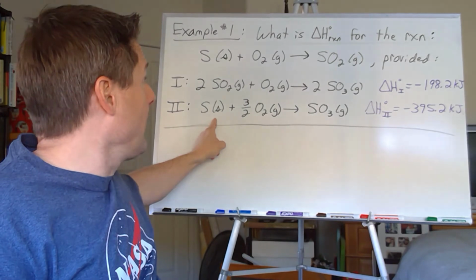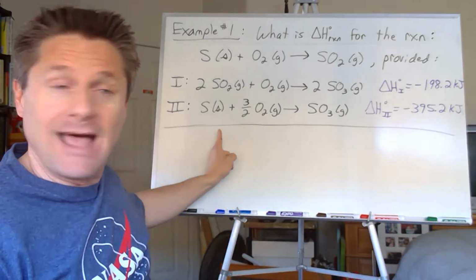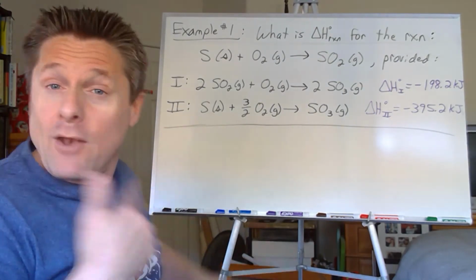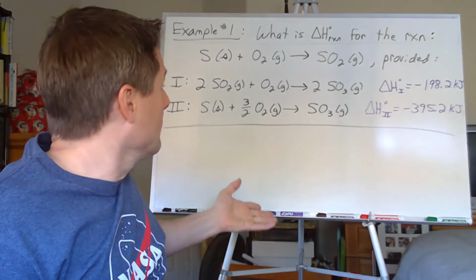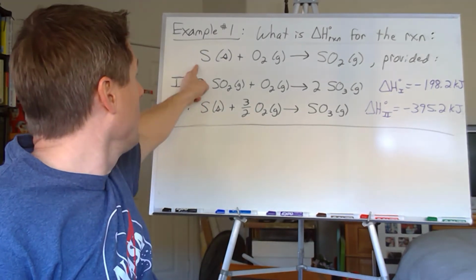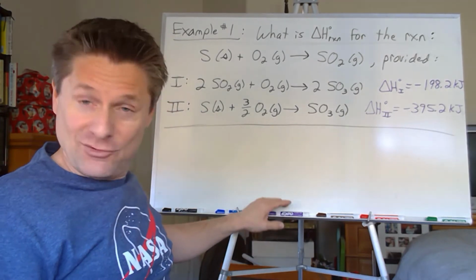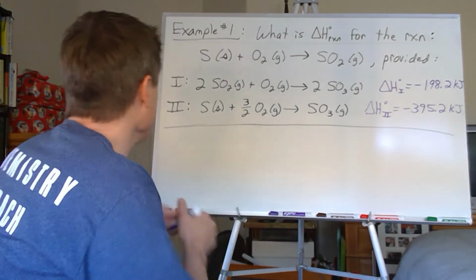Hey, and it's on the left. Is it on the correct side? Yes, it already is. So I don't need to reverse it. Yay! All right, so I can keep the sign on that the same. Is it the correct stoichiometric coefficient? 1 mole, 1 mole. Well, isn't that nice? Right? I told you this was an easy one.